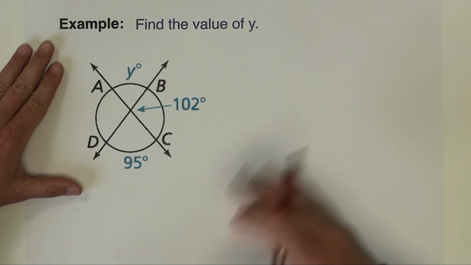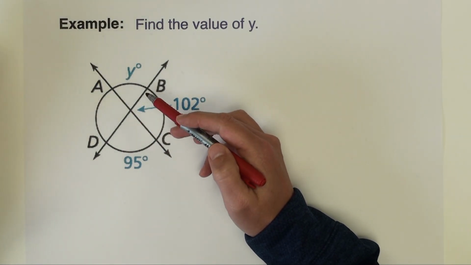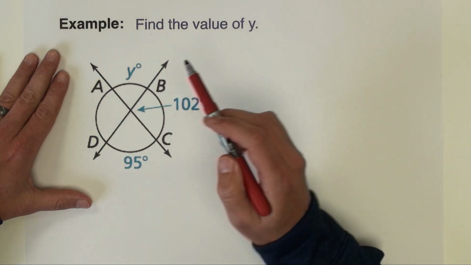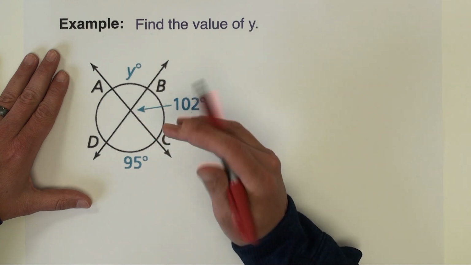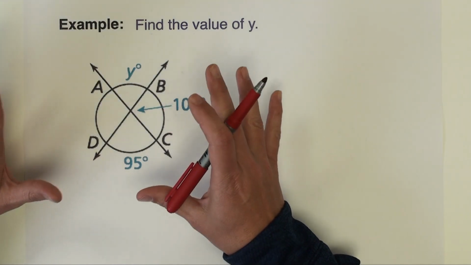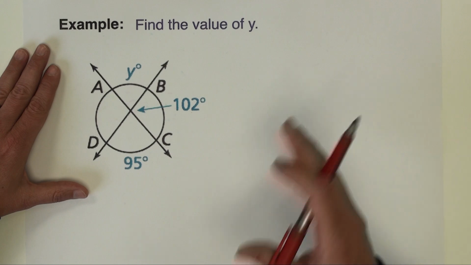All right, the next example shows a very similar image. We've got lines that are intersecting on the interior of the circle, so that's how it's the same. What's different about it is that the variable that we're trying to find is on one of the arcs and not one of the angles. But because it's the same type of setup as far as what's given, we're going to solve this in the same manner as we solved the last one.